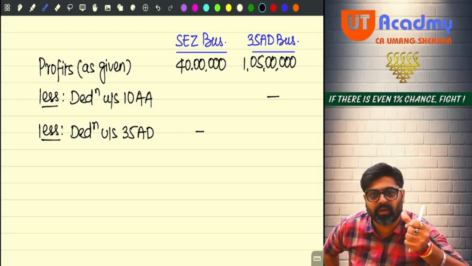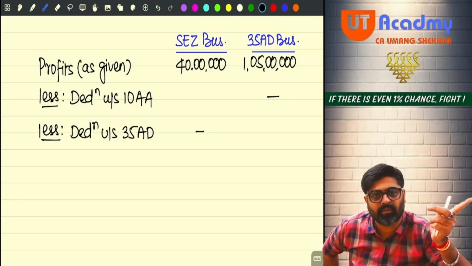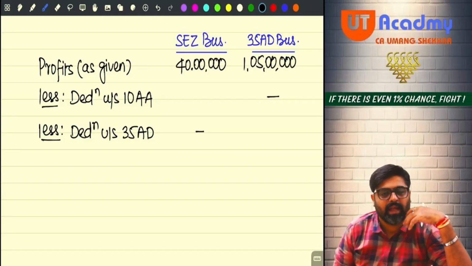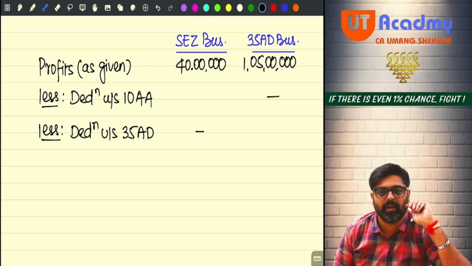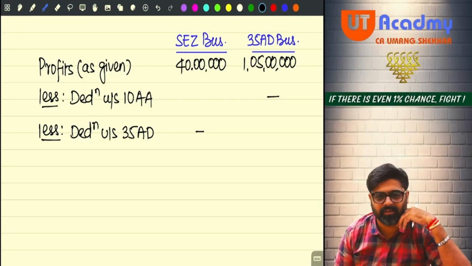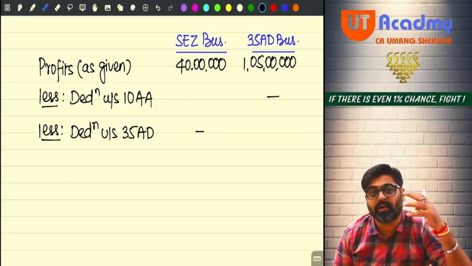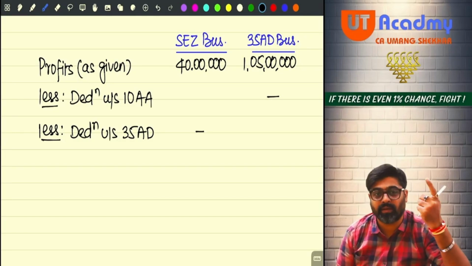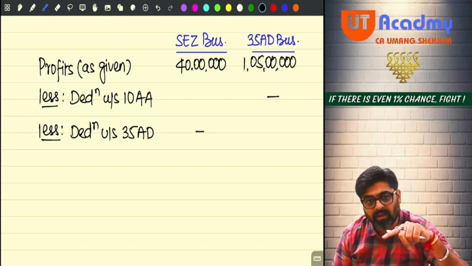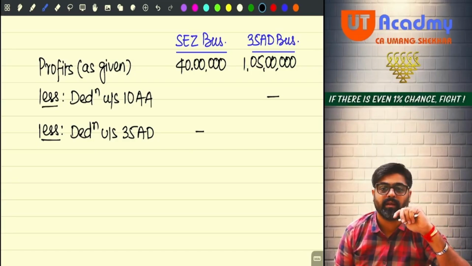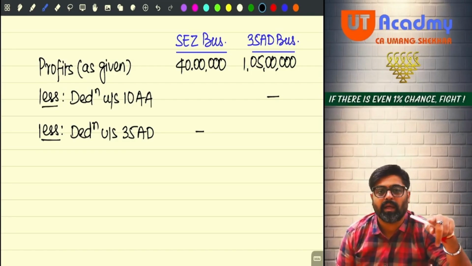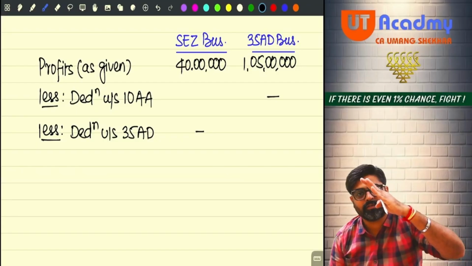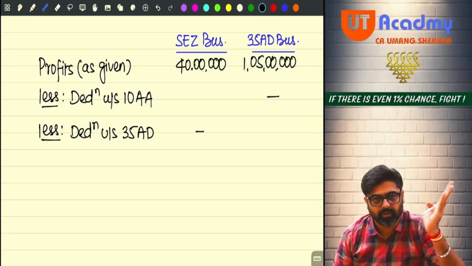Either claim 35 AD, forget about 10 AA. Or claim 10 AA, forget about 35 AD. For the warehousing business, anyways, I was not eligible to claim 10 AA. Why? Because that warehousing business I did not start in SEZ. But what if I would have started that warehousing business in SEZ? Then I had a choice whether from that warehousing business I can take 10 AA or I can take 35 AD. I cannot claim both. I will have to claim only one. Okay. So from different businesses, different deductions are taken. Getting my point? So this is allowed.